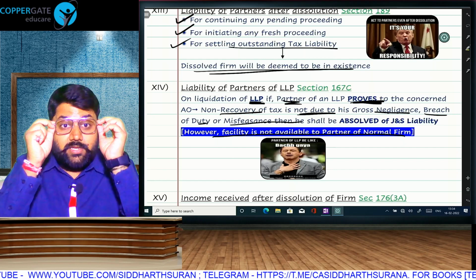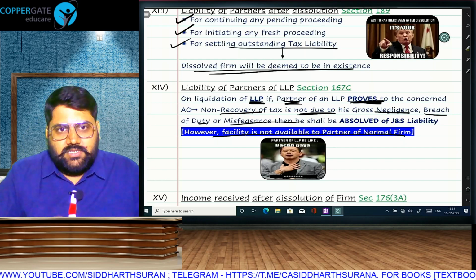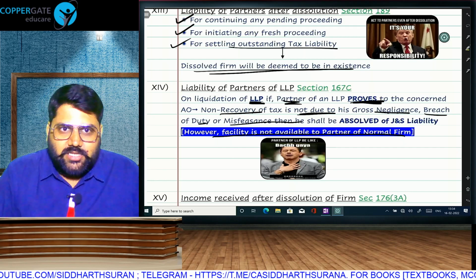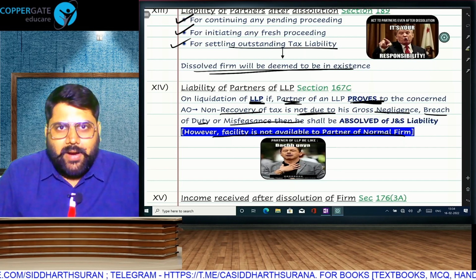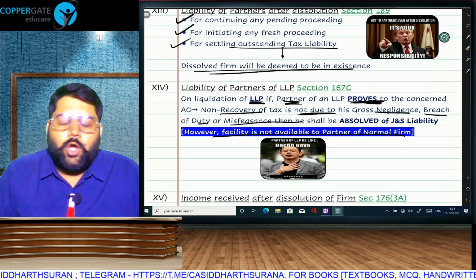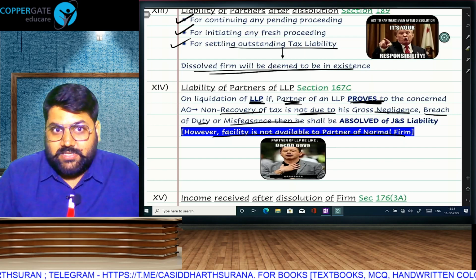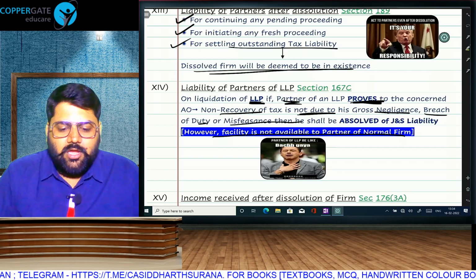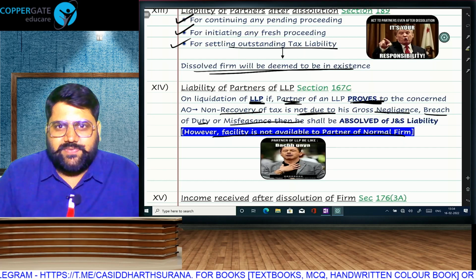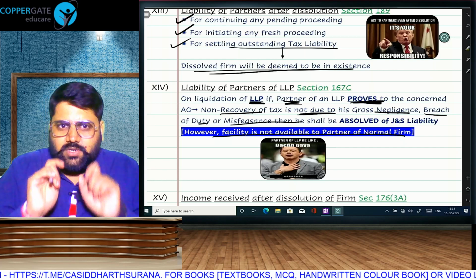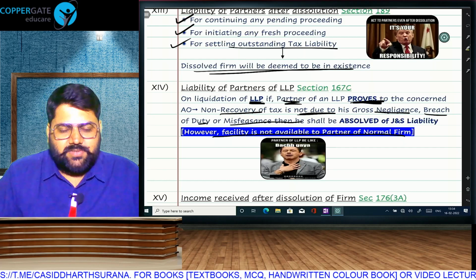This is not a difference between the firms. This is a difference between their partners. This facility is available to the partner of LLP, not to the partner of a normal firm. This tax difference is a difference between the partners, not between the firms. Between the firms, there is only one difference, that is presumptive taxation.